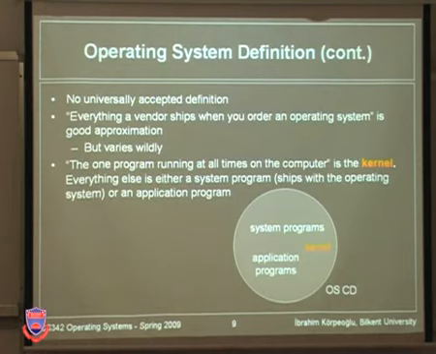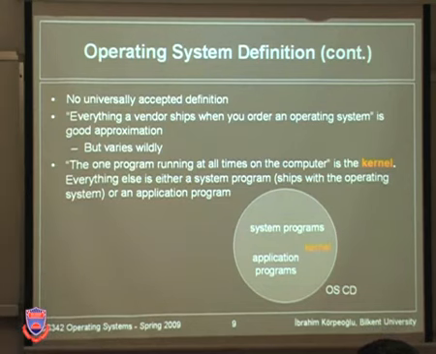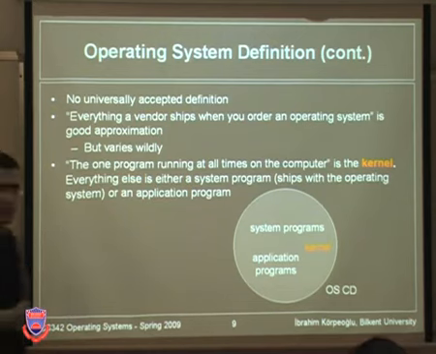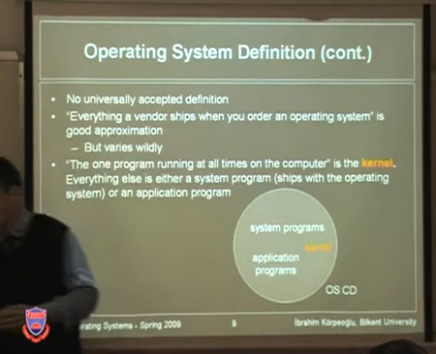So there is no universally accepted definition for an operating system, actually. Sometimes we can consider as an operating system the CD that we buy. For example, for Windows, you buy a Windows CD. Then the content of that CD can be considered as the operating system. You can say, I bought an operating system CD. But that CD actually contains lots of programs, hundreds, thousands of programs.